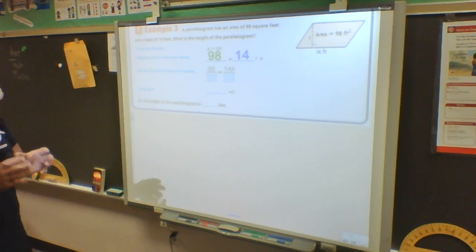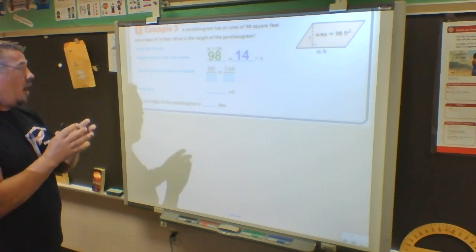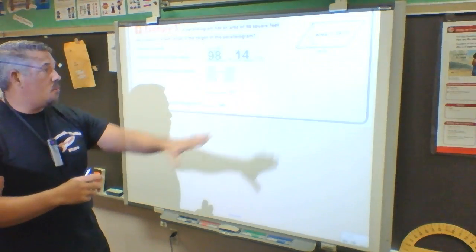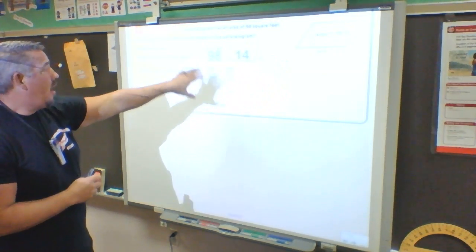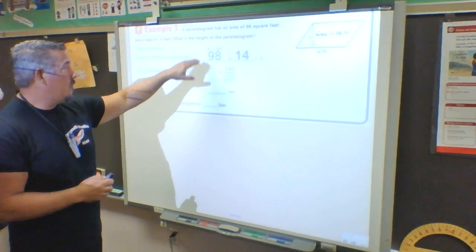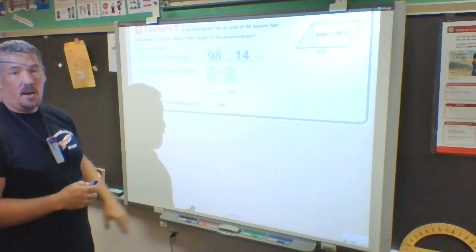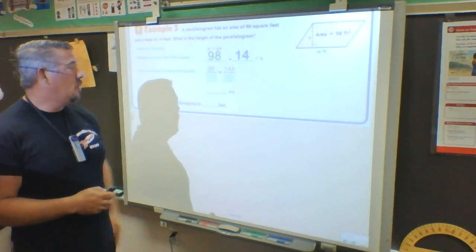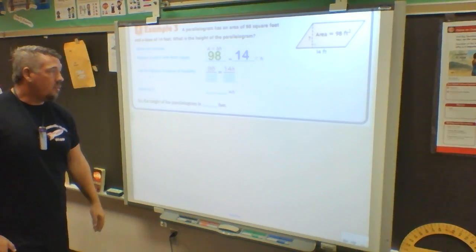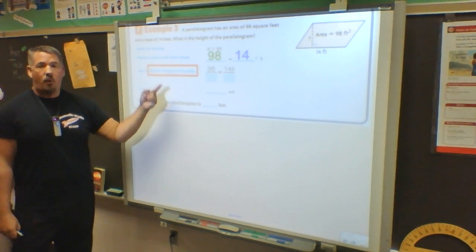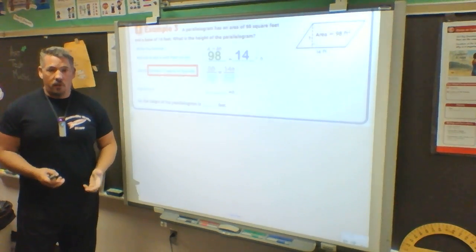Well, if I just fill in the formula that I know, my formula is area is equal to base times height, and so I take the numbers that they show me in my shape, and I add them in there. So I end up with 98 is equal to, because that's my area is 98, it's equal to my base of 14 times height. Well, I don't know how to do that, right? Well, they tell you, it says to use the division property of equality.